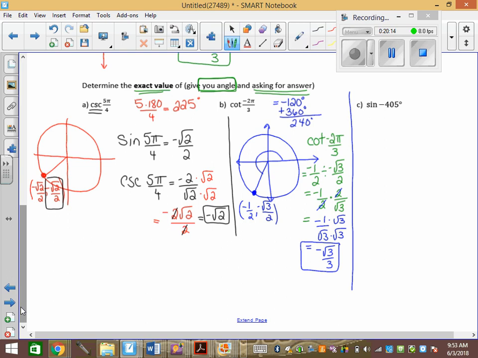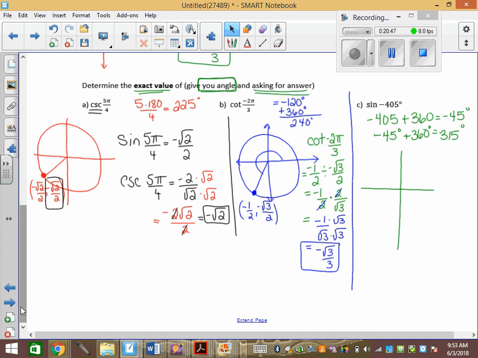And then sine of negative 405. So if I do negative 405 and I add 360, I'm going to get negative 45. That's still not on the main circle, so I'm going to add 360 again. And I'm going to get 315. So when I go to draw that, negative 405 is going to land on the same arm as 315, which is at a 45.